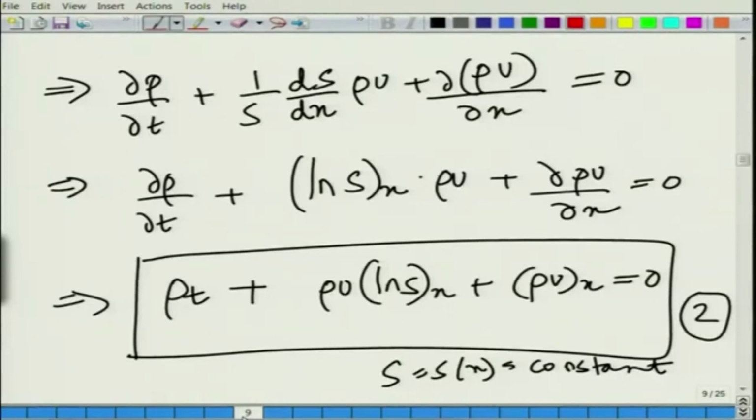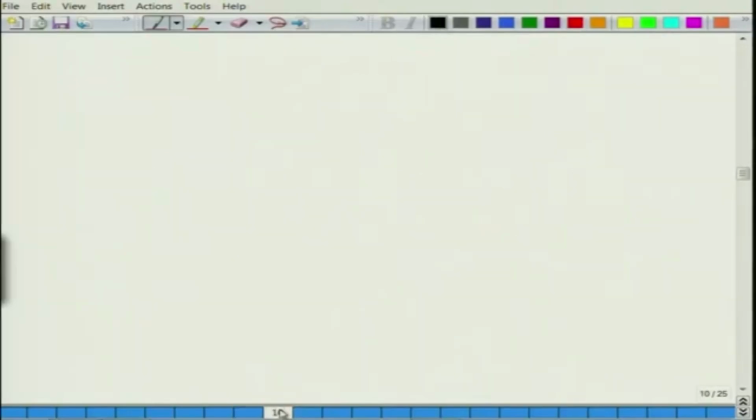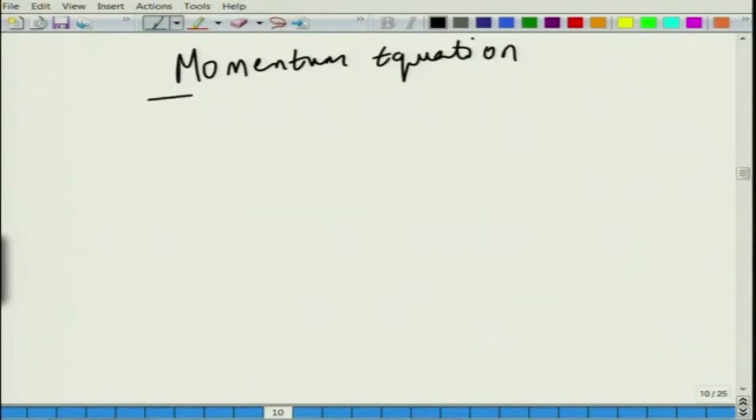So, anyhow, this was equation number 2. Let me box this with red color. Now, what do we need to worry about? We need to worry about the momentum equation. This was the continuity equation, and now the momentum equation. So, it will turn out that the momentum equation for a duct of gradually varying area section is the same as the momentum equation for a duct with a uniform cross section.